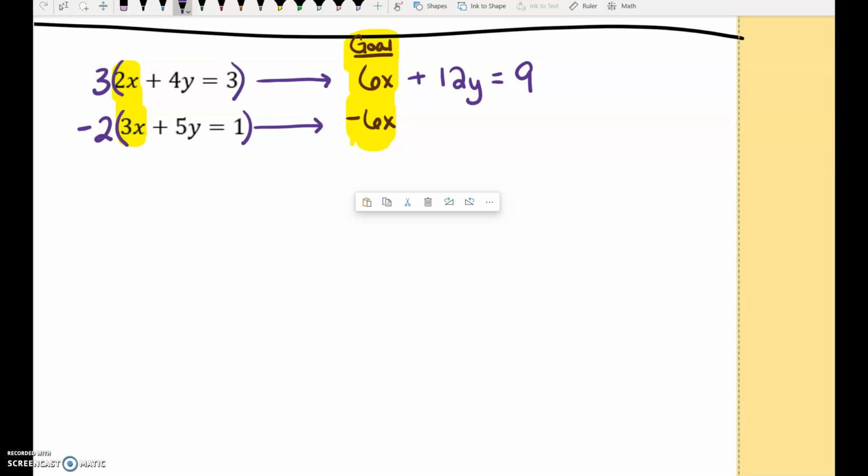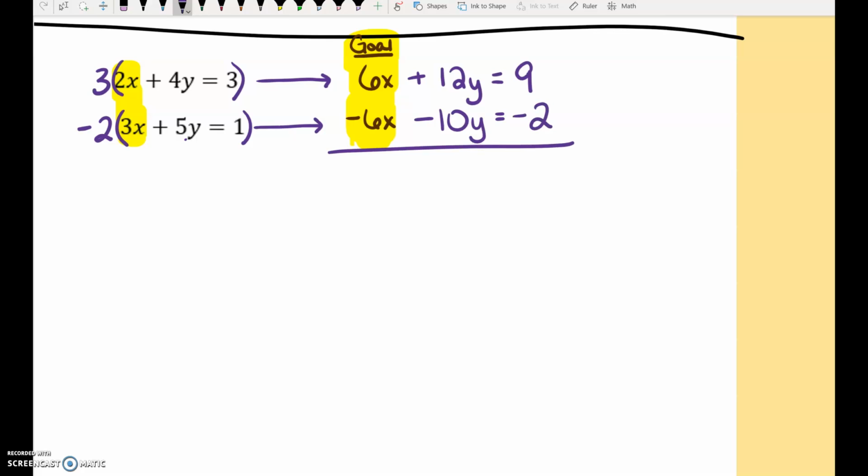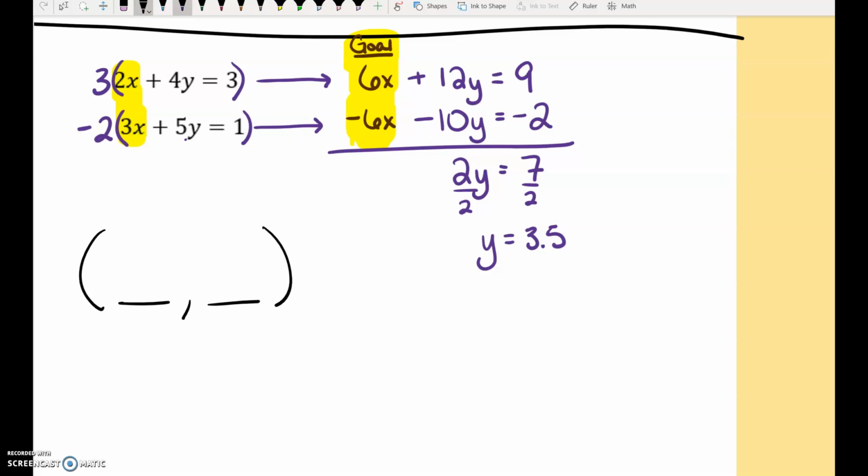Negative 2 times 3x is negative 6x. Negative 2 times 5y is negative 10y. And negative 2 times 1 is negative 2. So we achieved our goal of getting our x's ready to eliminate. 6x and negative 6x cancel each other out. 12y and negative 10y is 2y. Oh, yay, another decimal. This one's at least a nicer decimal, isn't it? 3.5. So our solution is going to be something, comma, 3.5.